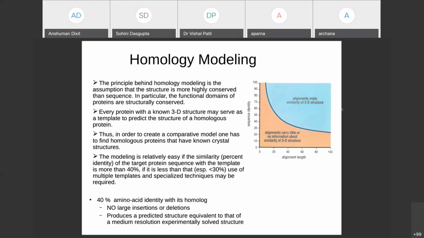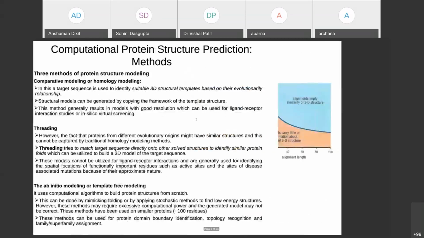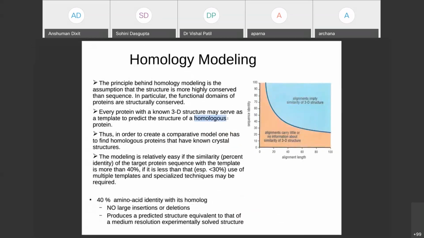Now, every protein with a known 3D structure, all the proteins which are available in the Protein Data Bank, may serve as a template to predict the structure of a homologous protein. This is a very important thing: homologous protein. Or in other words, if you have got a sequence, then you should look for a homologous protein which has a 3D structure, because that particular structure can be used for the structure prediction of a new protein or new sequence.